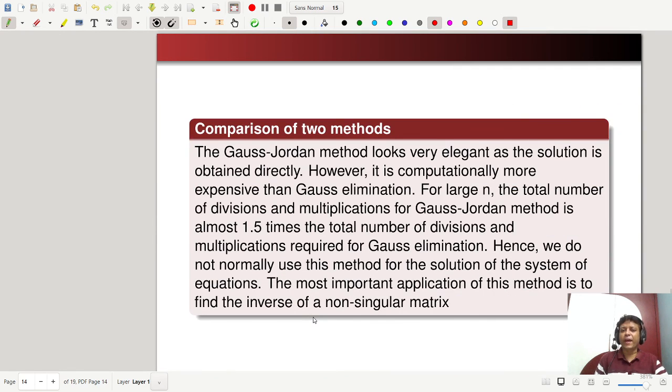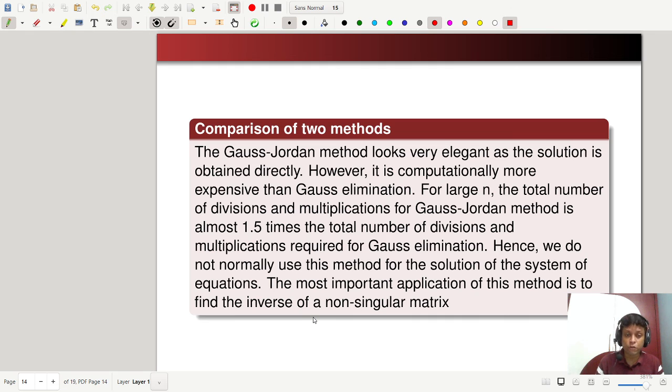Now let us compare the two methods. The Gauss-Jordan method looks very elegant as the solution is obtained directly. You don't have to apply the back substitution method. However, it is computationally more expensive than the Gauss elimination method, as I have earlier explained. For large n, the total number of divisions and multiplications for the Gauss-Jordan method is almost 1.5 times the total number of divisions and multiplications required for Gauss elimination.